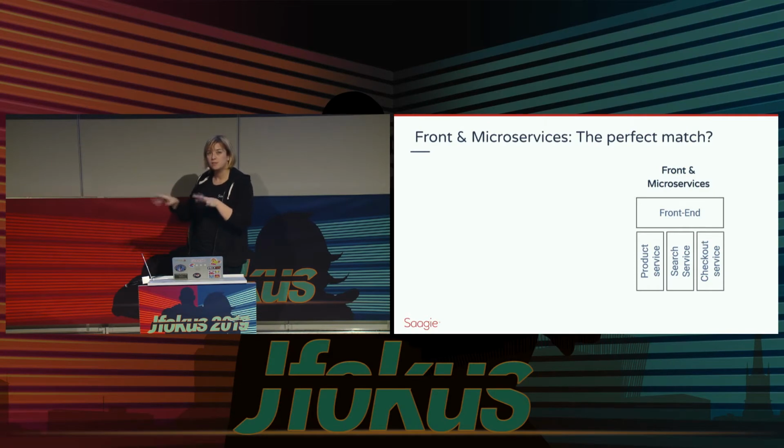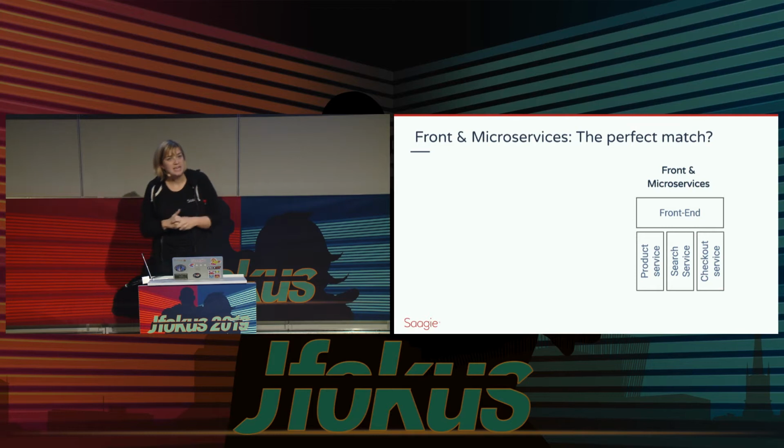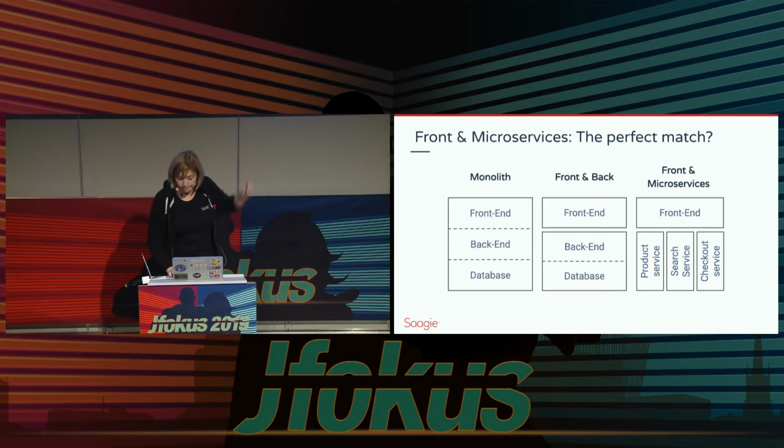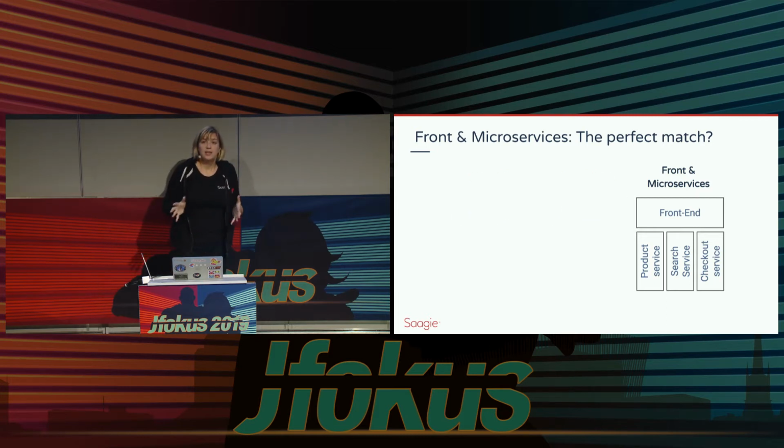So it looks like now that we've got this front-end and microservices separation, everything is finally at its place and completely optimized, but it's not. It's not for two reasons. The first one is that in this architecture, and also in the previous one, the front and back split by the way, you ended up having a front-end monolith, which is just as hard to maintain and evolve as your back-end monolith was.